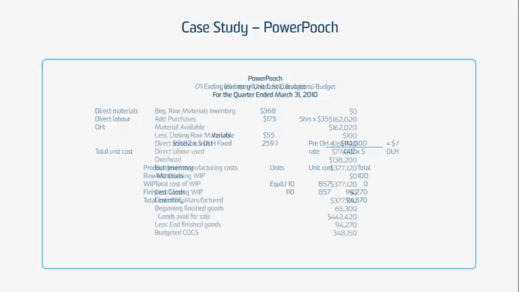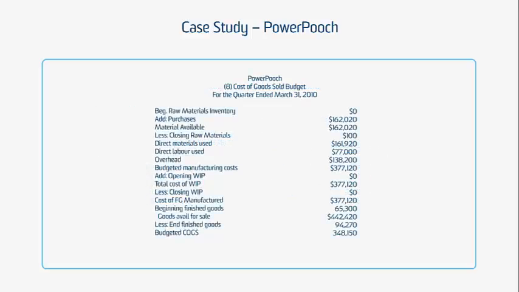We then look to the cost of goods sold budget. We can put in the beginning finished goods, $65,300, to give us goods available for sale, then less the ending finished goods, those left behind and not sold for the period, $94,270. Now we have the budgeted cost of goods sold, what's been sold in the period, $348,150.